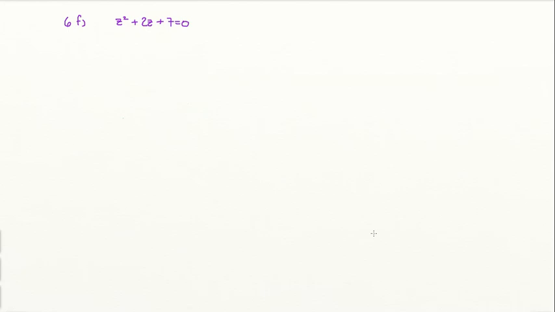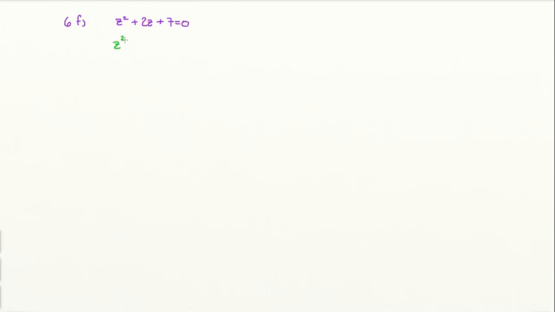6. Solve the quadratic equation by completing the square. Use exact answers when possible. So we need to use the method completing the square to solve this, and no calculators allowed. F. z squared plus 2z plus 7 equals 0.